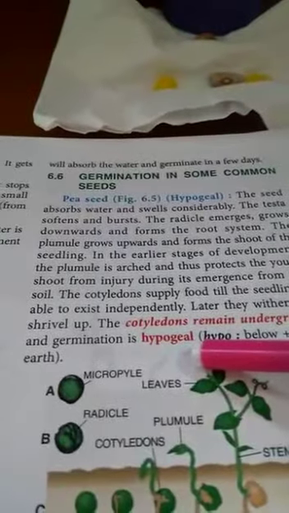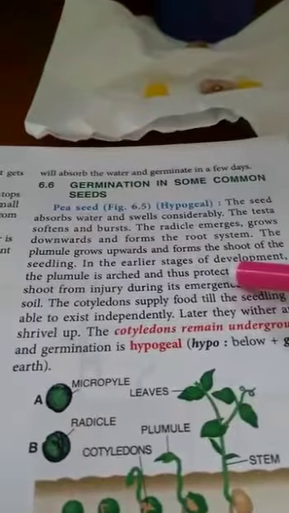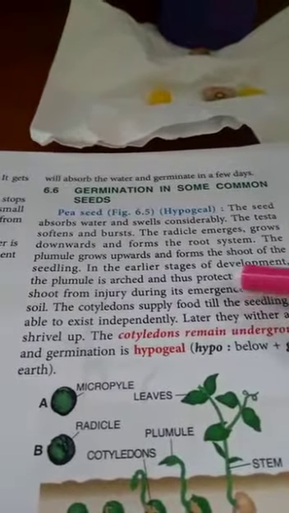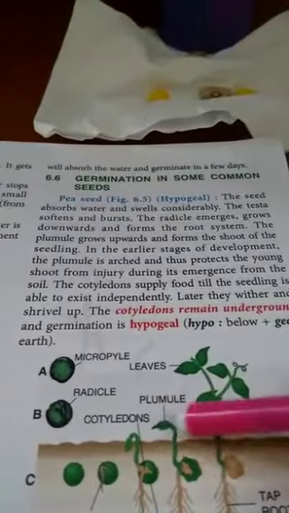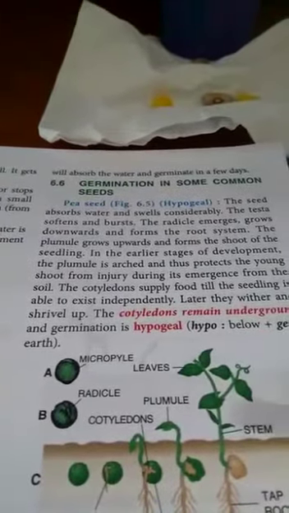Now there are some seeds which show these types of germination. Number one is pea seed. In case of pea seed, when the pea seed is placed in soil, it absorbs water, the outer covering ruptures and the radicle emerges out and forms the root system. And the plumule grows upward and forms the shoot system. In early stages of development, you can see the plumule is curved, right? It is arched. This is to give protection to the young shoot from any injury.